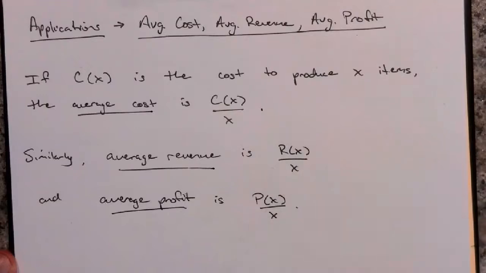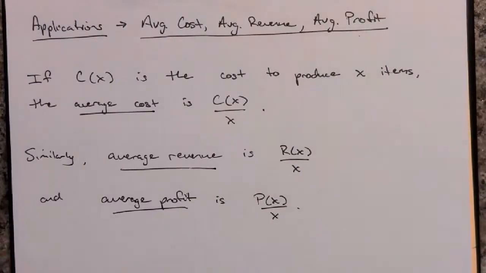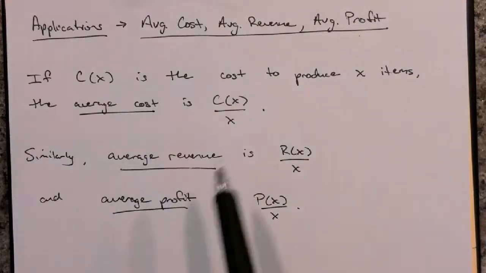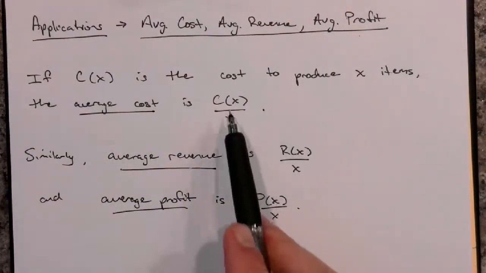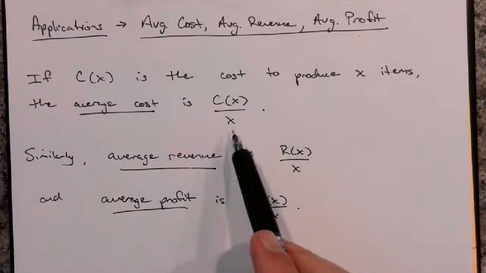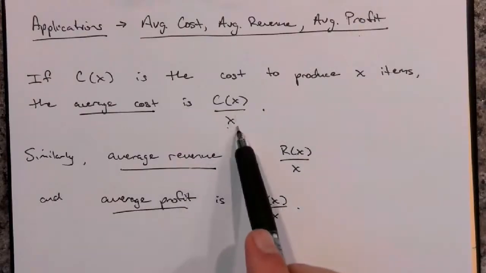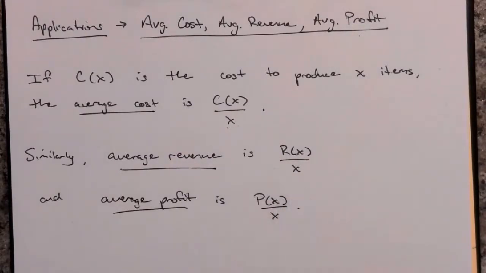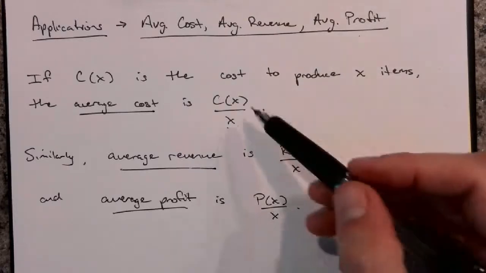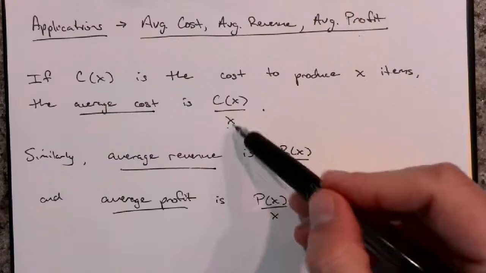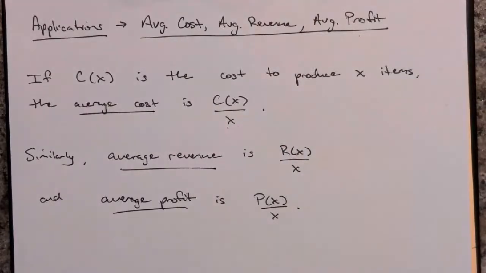So the key here is that when you hear these words, average cost, average revenue, average profit, you need to know that you're really taking whatever that function is, cost, revenue, profit, and dividing by the number of items, dividing by the variable we're talking about, which is X in these cases. So average cost, average revenue, and average profit all have the form of that function divided by the number of items, X.